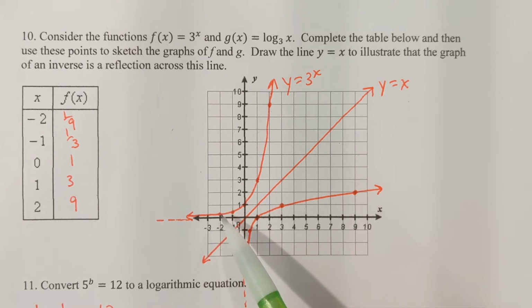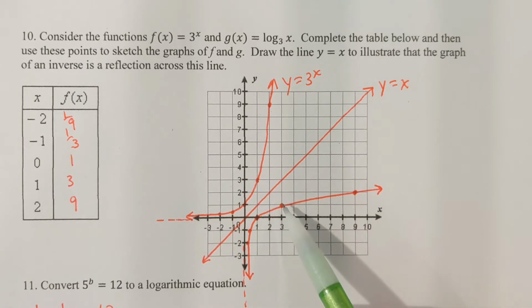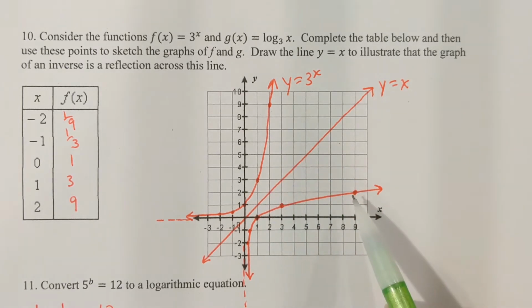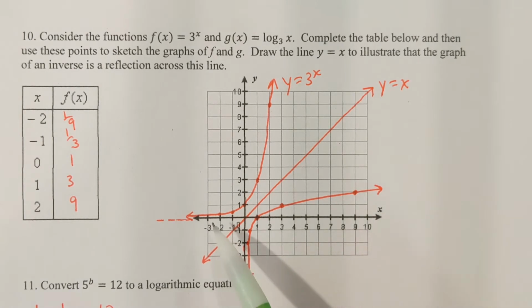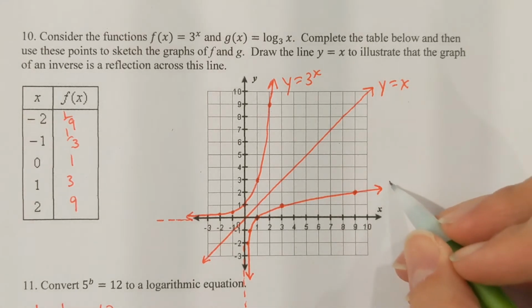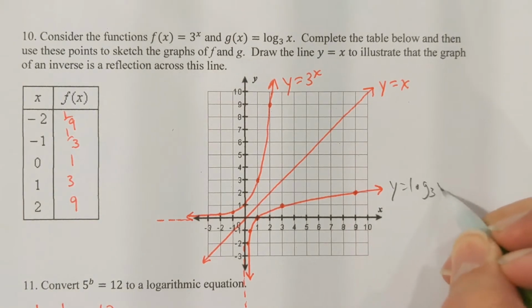Okay, here's negative 2, 1/9. That's me at 1/9, negative 2. Negative 1, 1/3 will be at 1/3, negative 1. 0, 1 will be at 1, 0. 1, 3 will be at 3, 1. And then 2, 9 will be at 9, 2. So then you're going to draw this curve passing through these points. The horizontal asymptote that was on the graph of the exponential is now going to become a vertical asymptote on the graph of the logarithm. And that's a feature of a logarithm. Okay, here's y equals log base 3 of x.